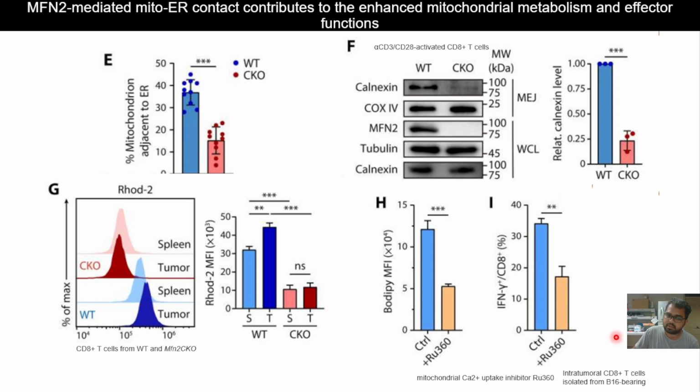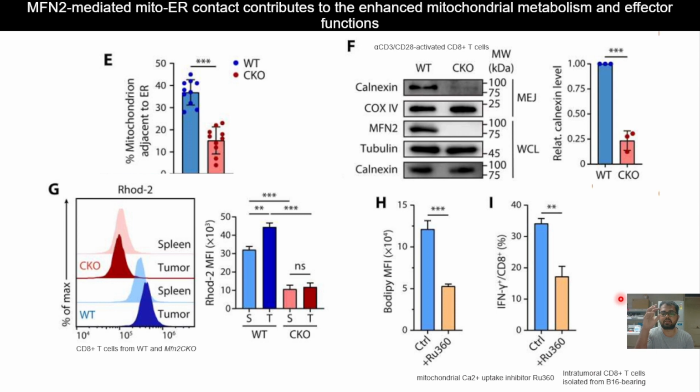And similarly, they used this RU360, which is a calcium uptake inhibitor in the mitochondria. So when you inhibit the calcium uptake inside the mitochondria, there is also a decrease in the BODIPY, which means the total lipid content of the cells is also decreased here. And the IFN gamma is also decreasing when you give this inhibitor of mitochondrial calcium uptake.